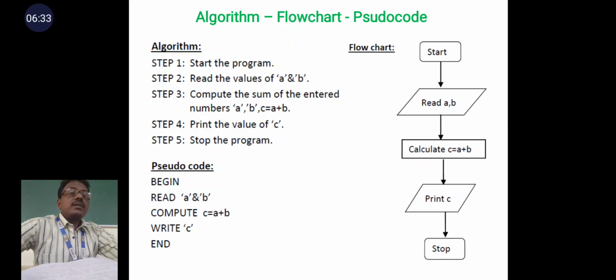For example, for the flowchart: start, then read A, B, then calculate C equals A plus B, then print C, then stop. So this is the algorithm, pseudocode and flowchart for the addition of two numbers.